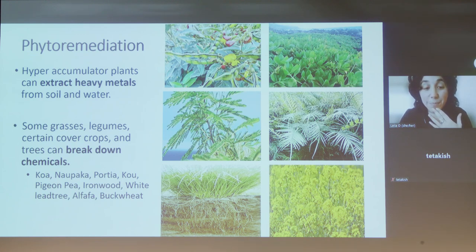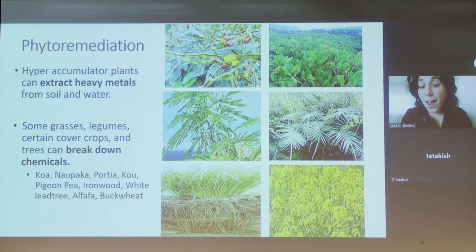The koa tree was found to be helpful in certain studies at breaking down different insecticides, as well as PAHs, the polycyclic aromatic hydrocarbons. Nalpaca and Portia were also found to be really good at breaking down diesel and hydrocarbons as well. Some of the cover crops like pigeon pea and buckwheat can also be used to break down different hydrocarbons and things in the soil. So when it comes to chemicals, there are some good things there.